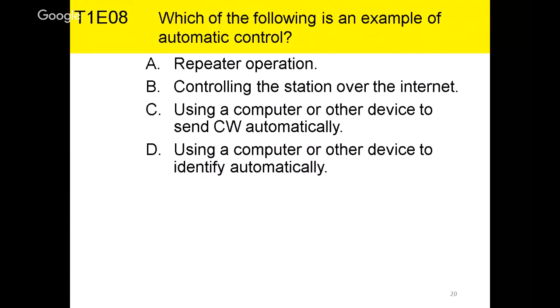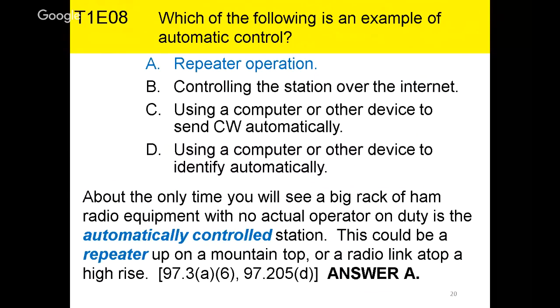So which of the following is an example of automatic control? We've kind of beat this one to death, I think, but I thought it was important to cover again. An automatic control example is a repeater. You key up your mic to transmit on the input frequency, and the repeater hears you and retransmits automatically on the output frequency to whoever's listening. So a repeater is an example of automatic control.